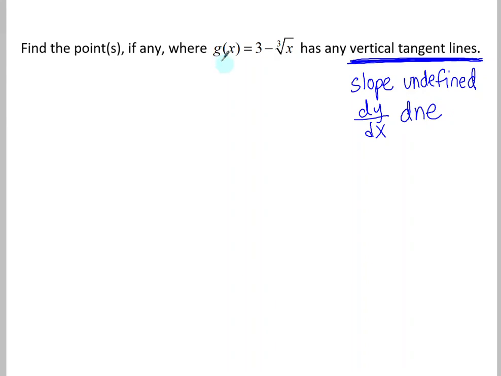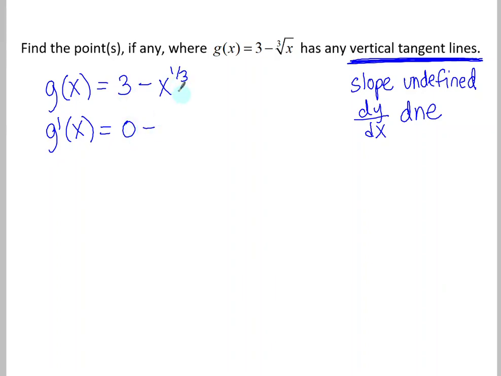Let's start by then finding the derivative of this. Well, of course, we have to rewrite g of x, so it says 3 minus x to the 1/3, which has a rational exponent. Therefore, the derivative g prime of x equals the derivative of 3 is 0. The derivative of x to the 1/3 is 1/3 x, subtract 3/3 makes negative 2/3. So my derivative is negative 1 over 3x to the 2/3.